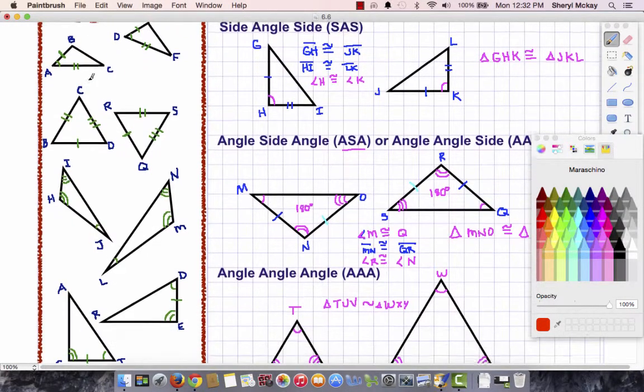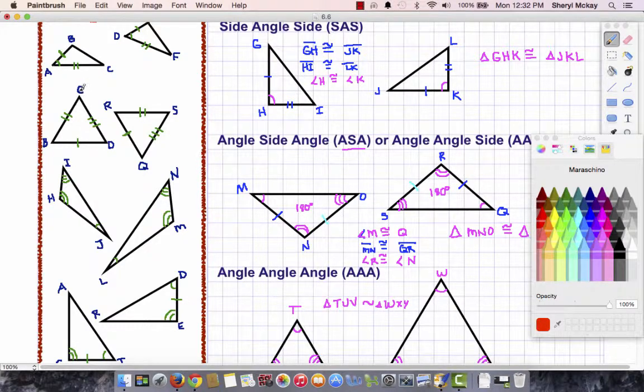Okay, now let's take a look at these next two. Here we have CBD, and you tell me if this triangle over here is congruent to it, and what would be the corresponding points. So I'm going to have you actually first tell me if they're congruent. And then I want you to tell me if they are congruent, which they are. So we'll say yes, they are congruent. But what is the correct order of the letters?